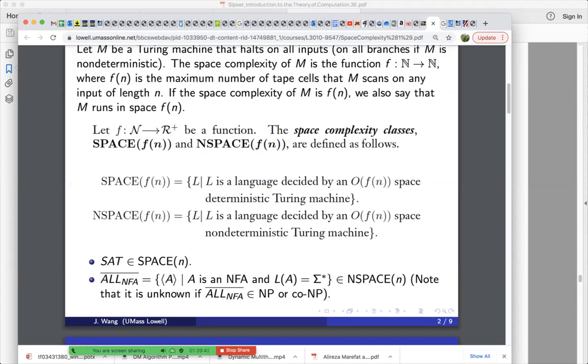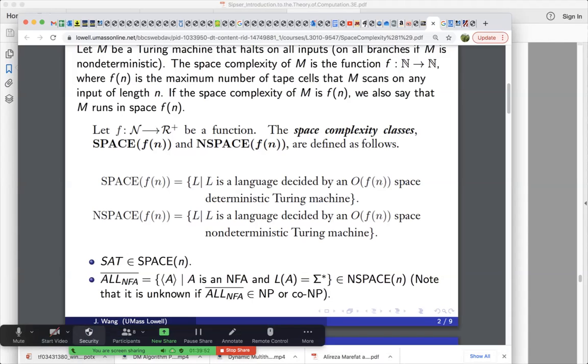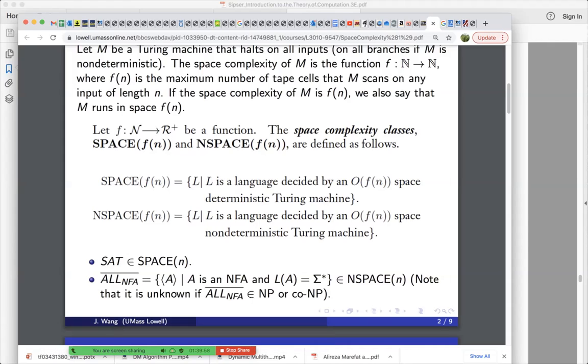Okay, so it deserves some thinking about this problem. We know that SAT is NP-complete, so it is unlikely that it can be solved in polynomial time by a deterministic Turing machine, let alone in linear time, right? But it is in deterministic linear space.